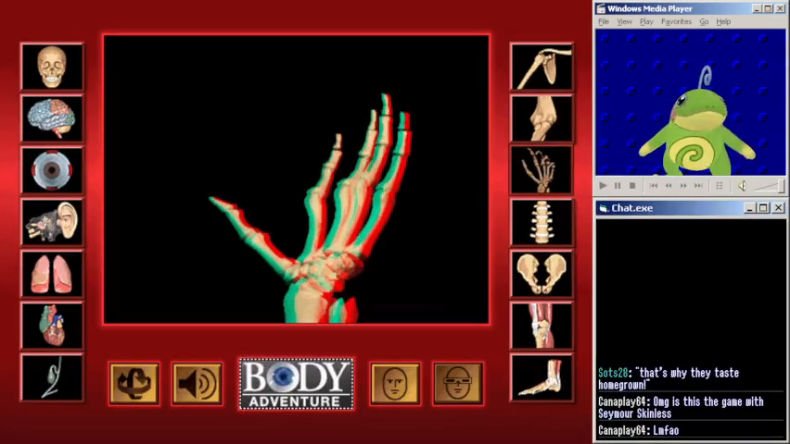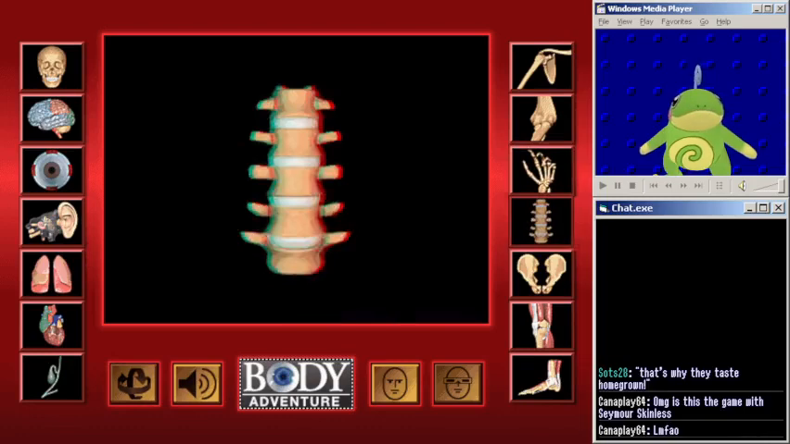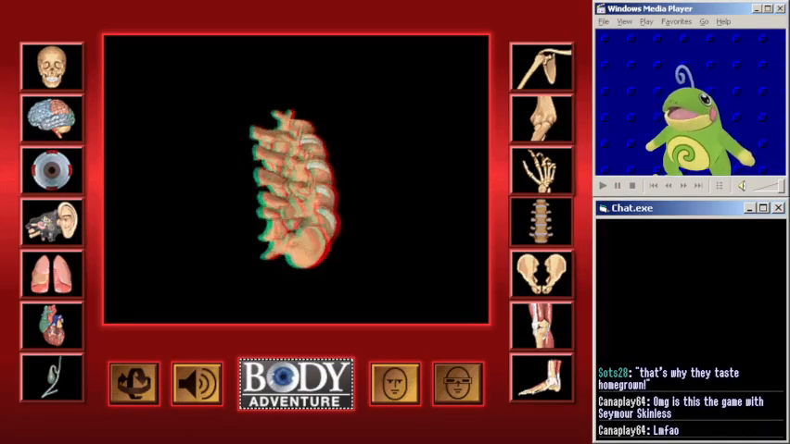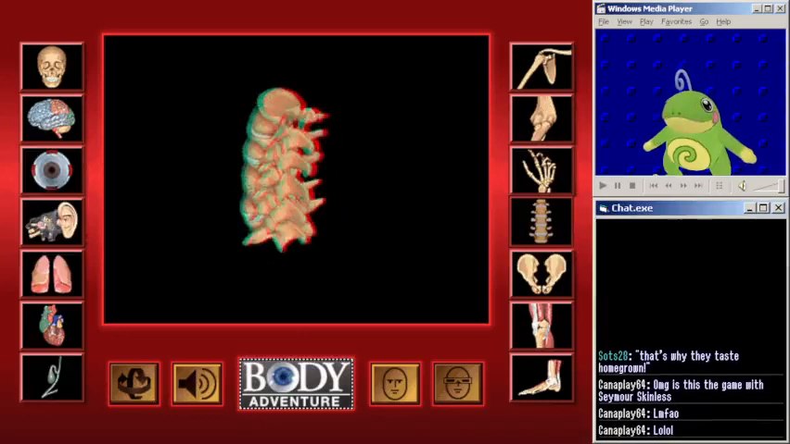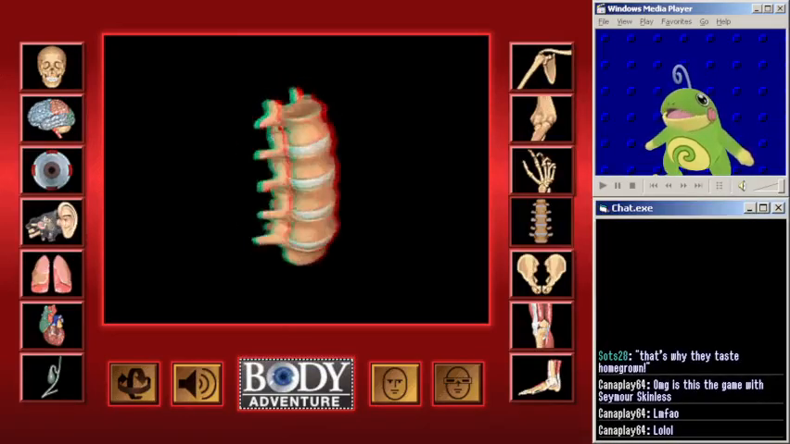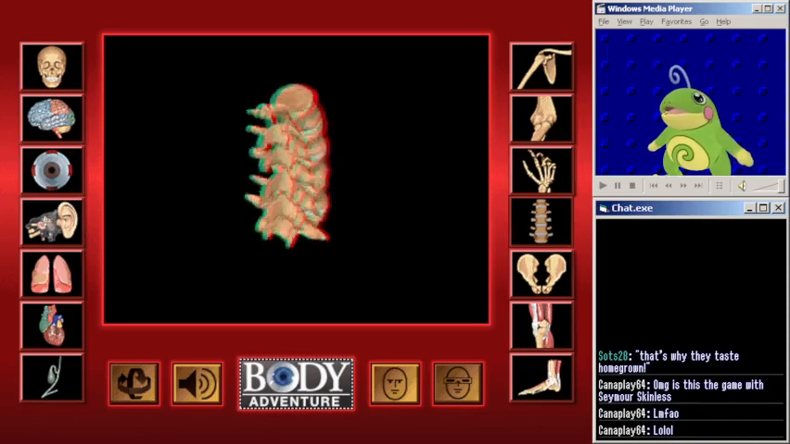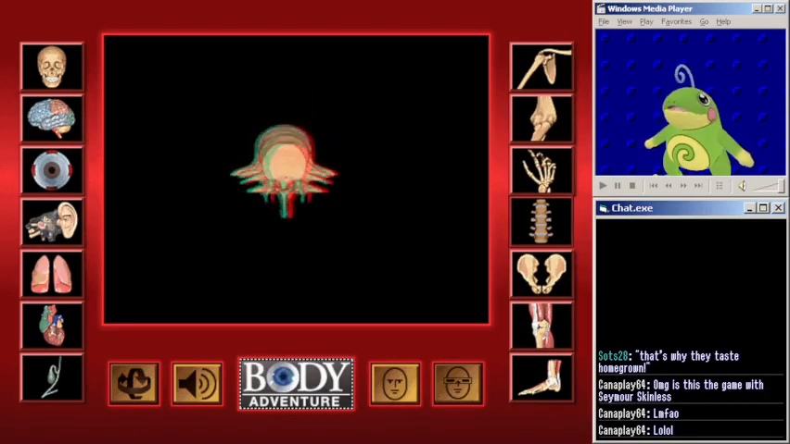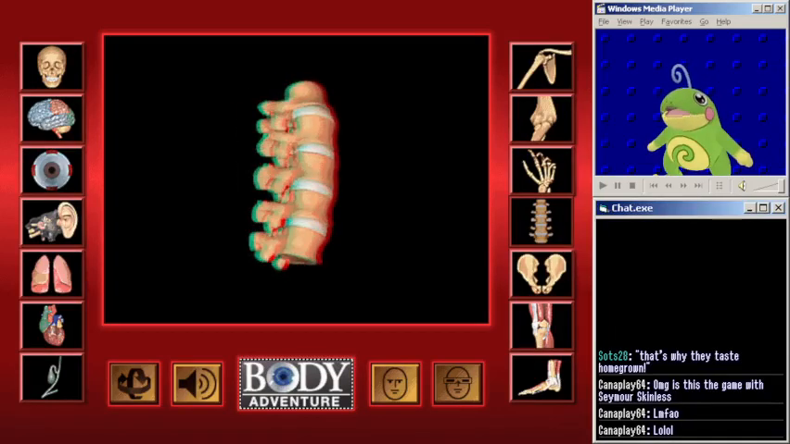Yeah, this is, oops, bring the window back up. This is interesting because it's trying to be educational and entertaining at the same time. This is the section where you're supposed to put your 3D glasses on so you can look at all of these 3D models in 3D. It's like classic red and blue style 3D glasses.